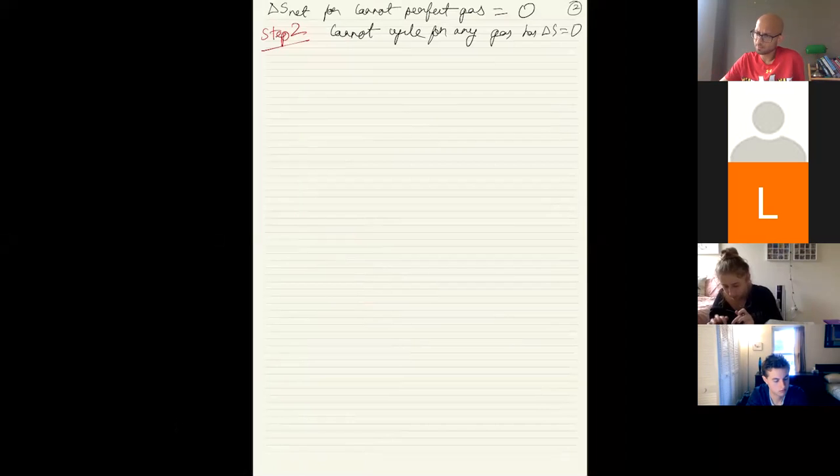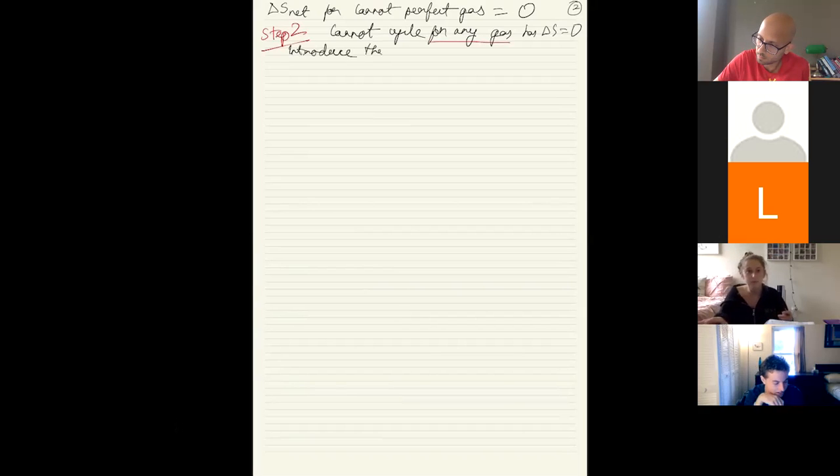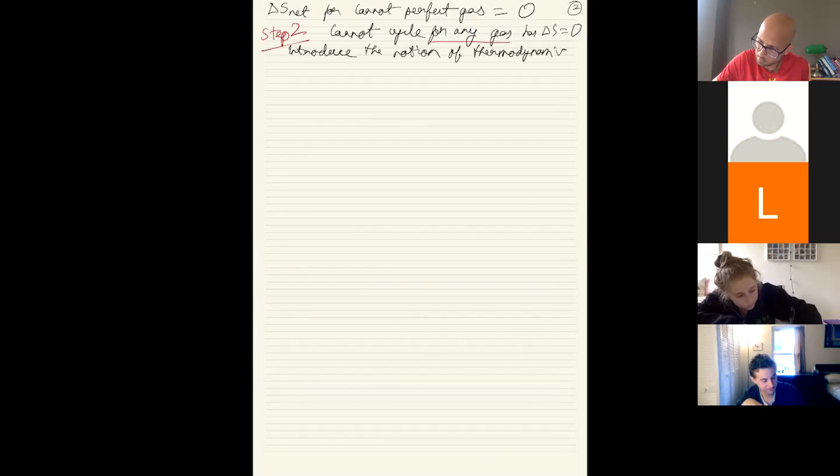So we have step 2 that we need to prove now, that the Carnot cycle for any gas has delta S equal to 0. We just showed it for a perfect gas. Now we have to do it for any gas. In order to do this, we introduce the notion of thermodynamic efficiency. We have mentioned this in passing in the past. Now let's look at it a bit more carefully.